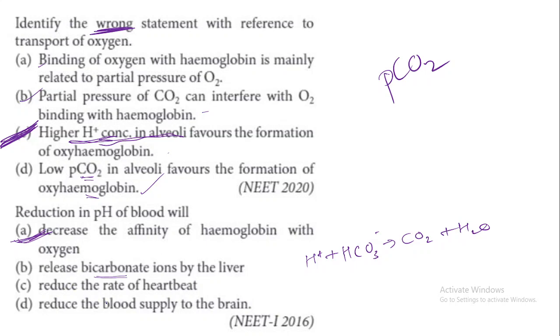Next, reduce the rate of heartbeat. Heartbeat has got nothing to do with acidity or alkalinity, so this has nothing to do with the question. Reduce the blood supply to the brain. The circulation of blood is not mainly affected by the pH. The functionality is of different organs. Maybe if acidic blood goes to the brain, that may affect the brain, but the supply of blood is nowhere interrupted. Now we need to once again focus on whether the right option is release of bicarbonate ions by liver or decrease in the affinity of hemoglobin with oxygen.